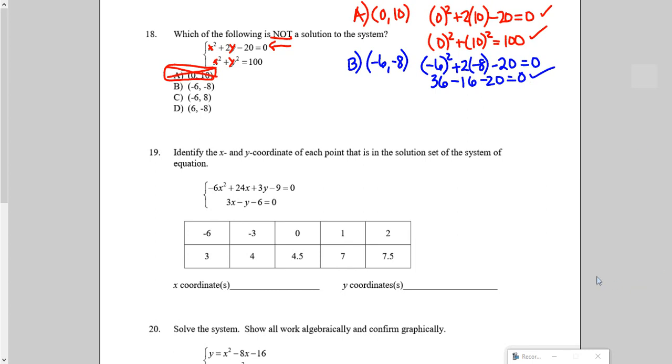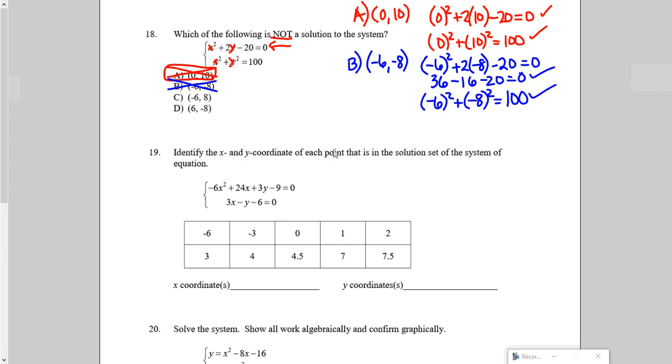Yes, it does. So that one looks good. Then I'm going to plug in -6 squared plus -8 squared. I'm plugging into the bottom equation. Does that equal 100? 36 plus 64 is 100. So that means B is a solution. So I don't want that one either.